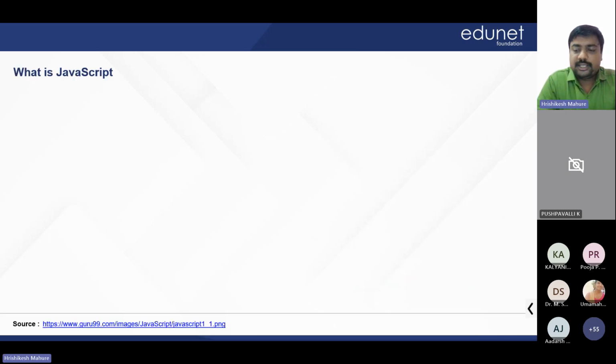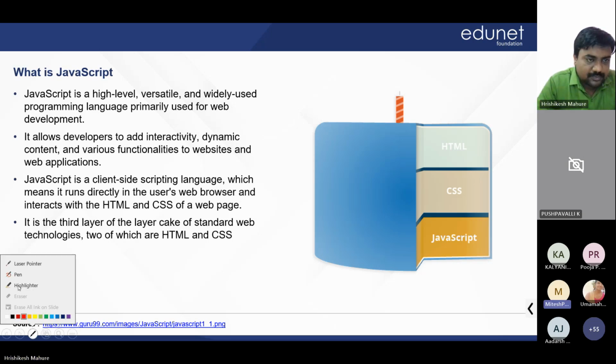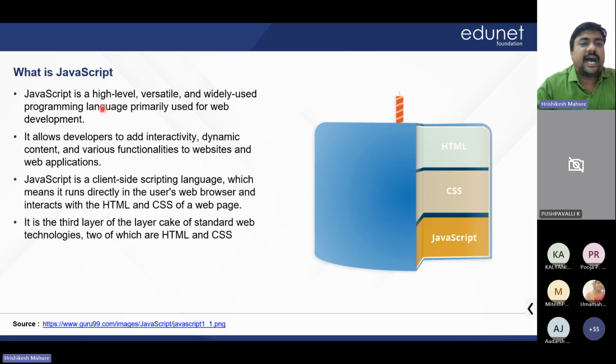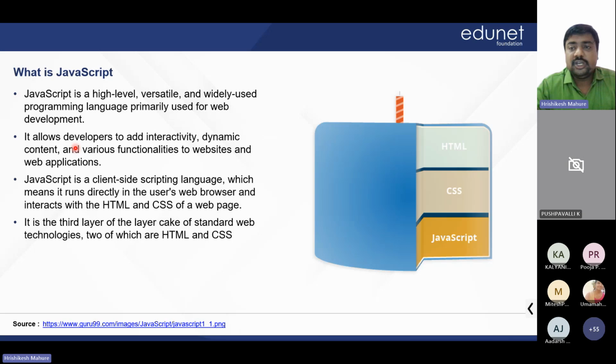So now, what is JavaScript? JavaScript is a high-level, versatile, and widely used programming language, primarily used to develop web applications. So now if you consider any kind of cake, for front end development we have 3 layers. First is the HTML layer, then the CSS layer, then JavaScript. HTML is for the structure, CSS for the design, and JavaScript for making the pages dynamic. So if you want to create any kind of application, we use these 3 programming languages.